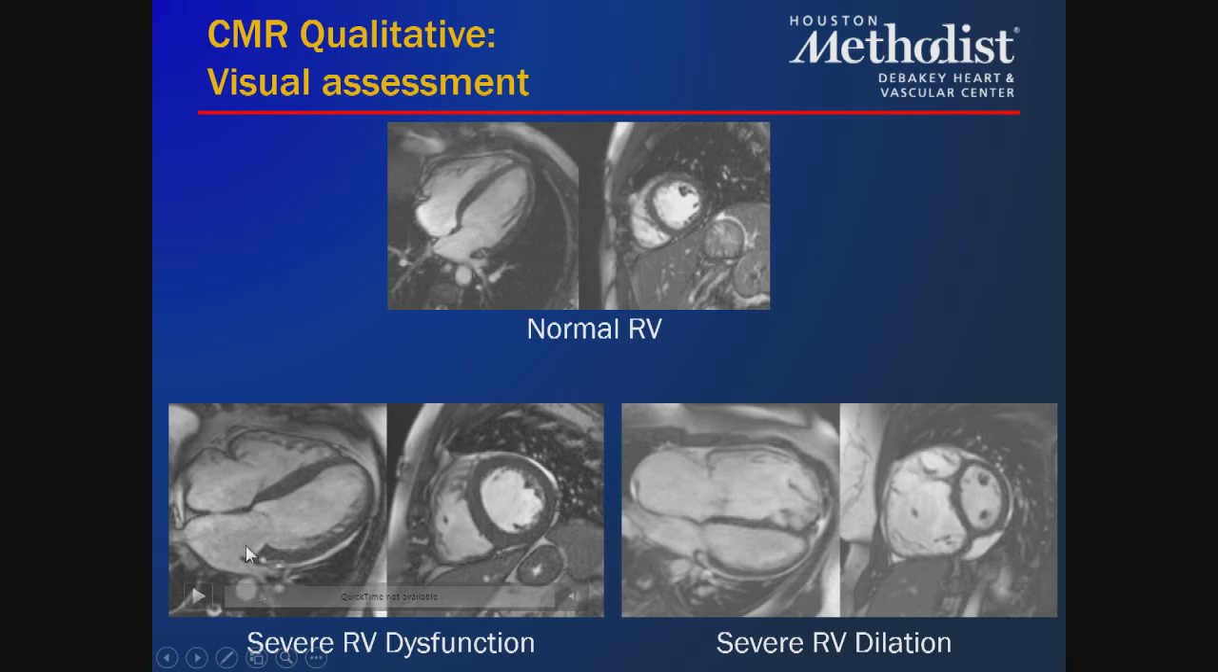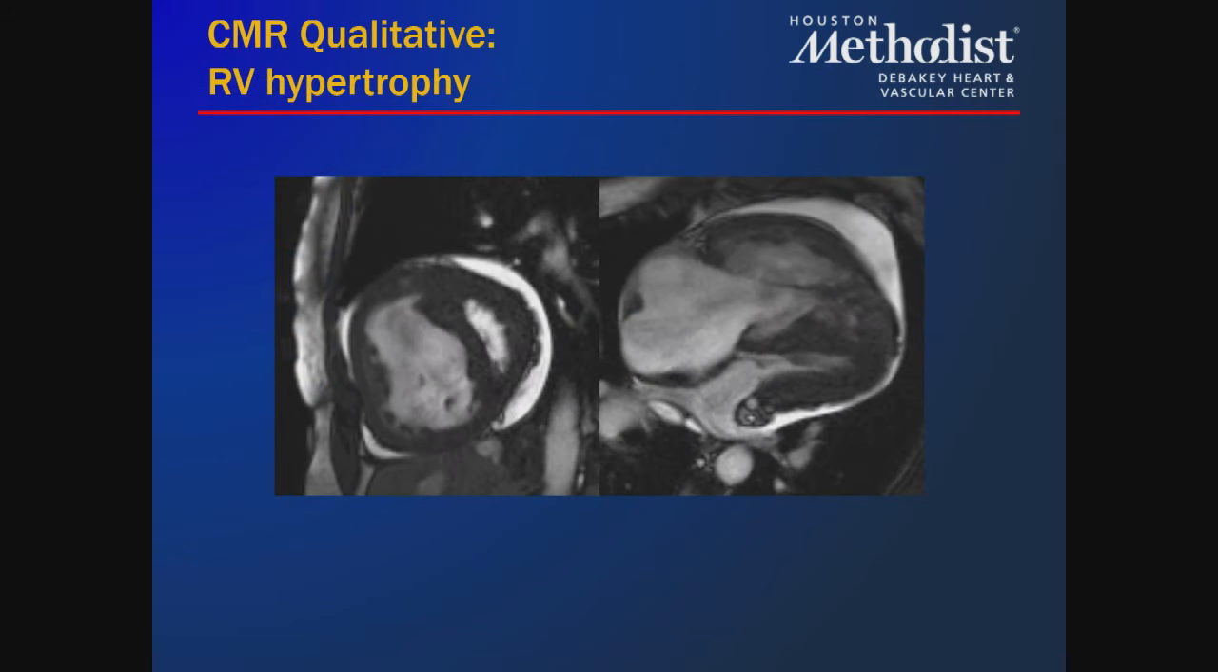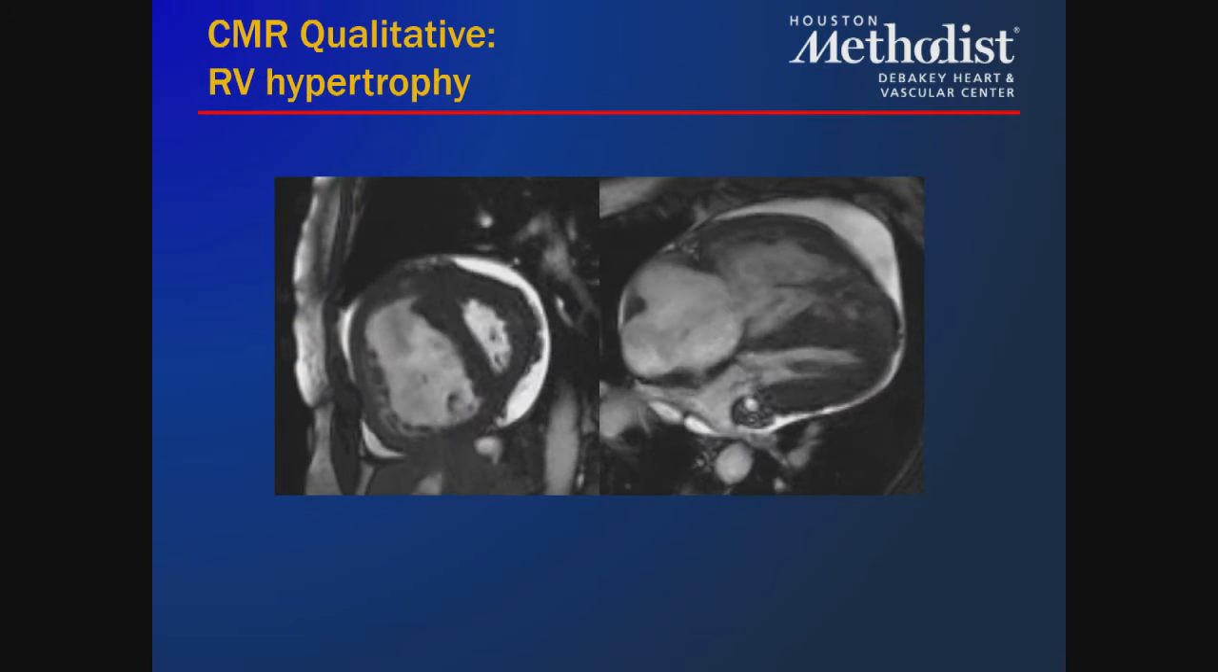But we can also see whether or not the RV has severe dysfunction, and if this will play, which I'm guessing it won't, you'll see all the parameters that Dr. Nagueh mentioned, like diminished TAPSE and diminished wall motion. Of course, we can also visually see if the RV is severely dilated, as can be seen here, where there's apical dominance on the 4-chamber view, as well as a very large diameter. We can also see the RV wall thickness, and shown here is a good example of RV hypertrophy, where you can clearly see the RV wall is almost as thick as the LV.